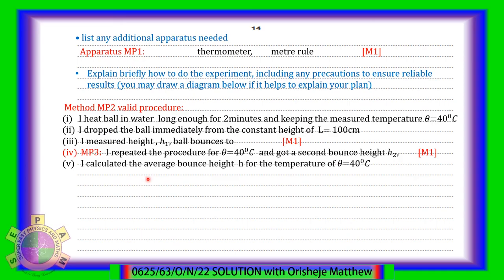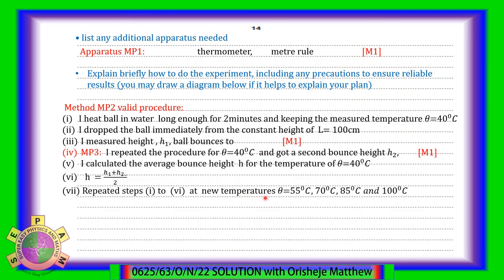Then I will calculate the average of the bounce height, so H1 plus H2 divided by 2. Now, the reason why you repeat experiments is to eliminate error, so that makes your experimental investigation more reliable. So that's one way to get reliability in your measurements. Then the next thing I'm going to do in this investigation is to increase the temperature to a higher value. So I can repeat it with the temperatures of 55, 70, 90, and 100.